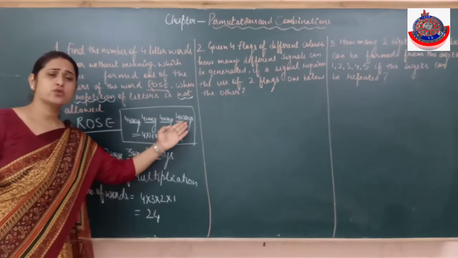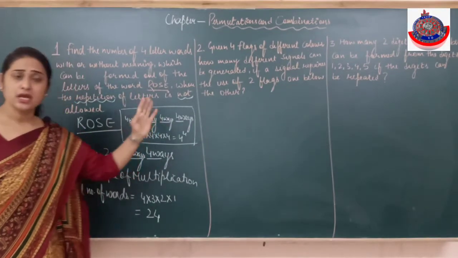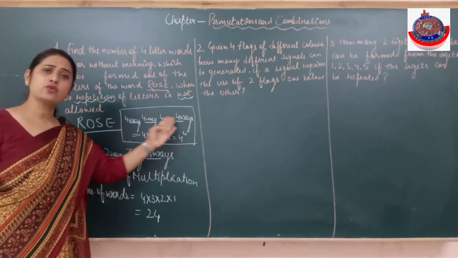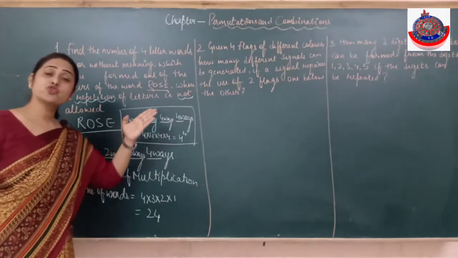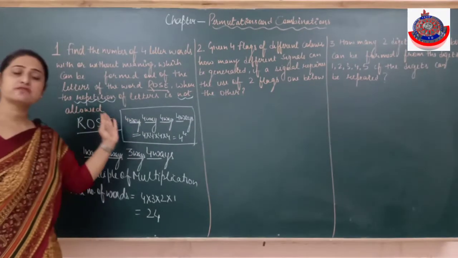So that's your choice. You can fill the first blank in 4 ways. Second also, now whatever is filled here, you can fill it again. So I have 4 open choices for the second blank. I have 4 open choices for the third blank. I have 4 open choices for the fourth blank.